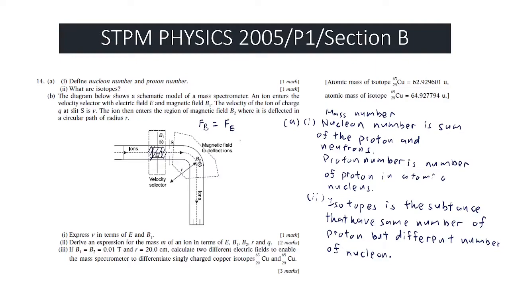So here the magnetic force is given by BQV, and this is B1 in this region you can see here, and it equals QE. Now we cancel out this QV, we will get E per B1. So this is the answer for B1.